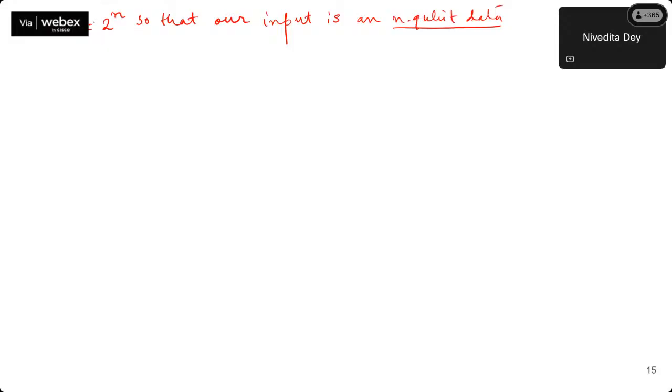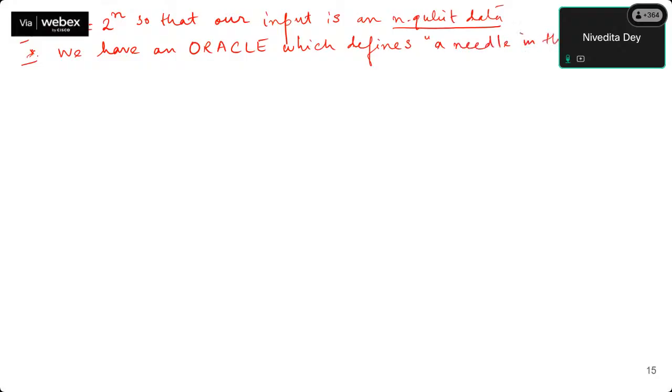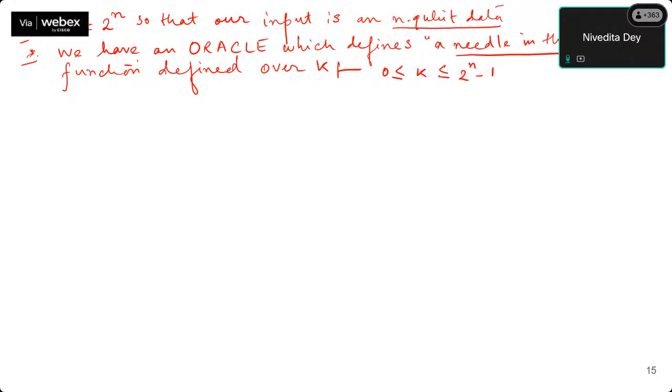Okay, and next, we have an oracle which defines the needle in the haystack. It's a function known as the needle in the haystack function, defined over k such that 0 is less than or equal to k is less than or equal to 2 to the power n minus 1. So you can understand k is one of the elements between 0 and 2 to the power n minus 1.